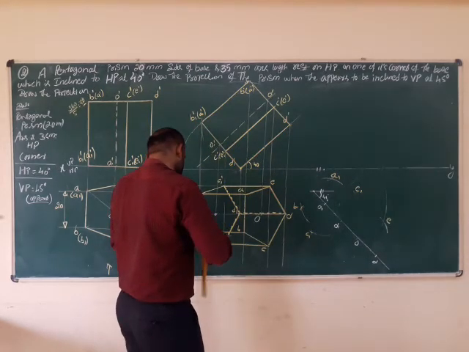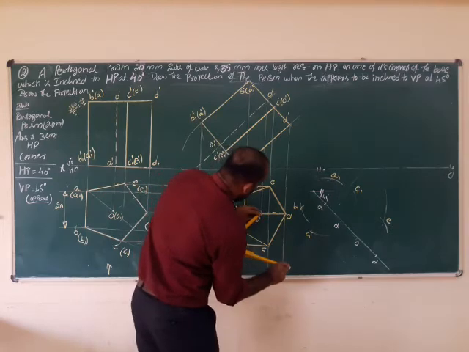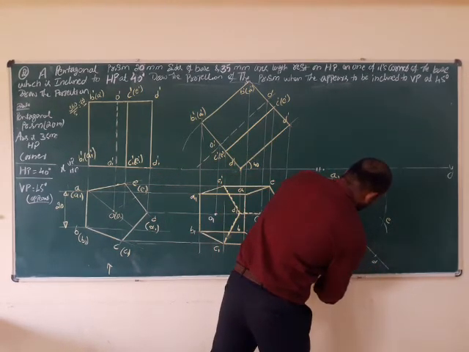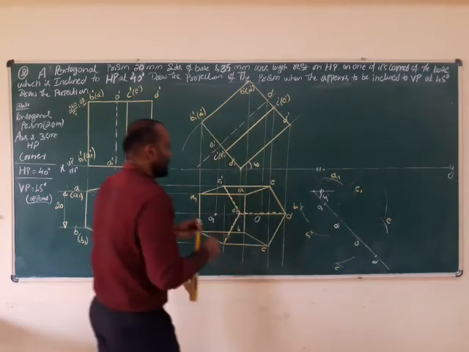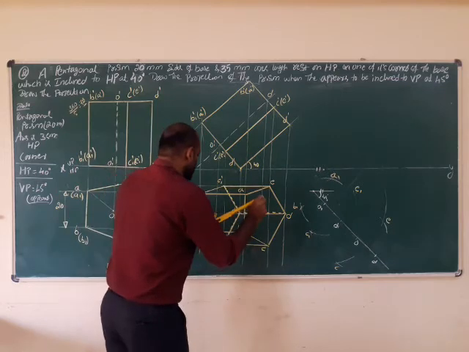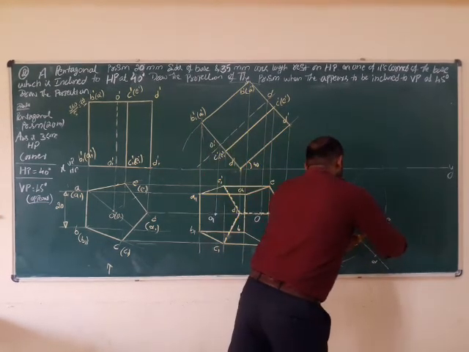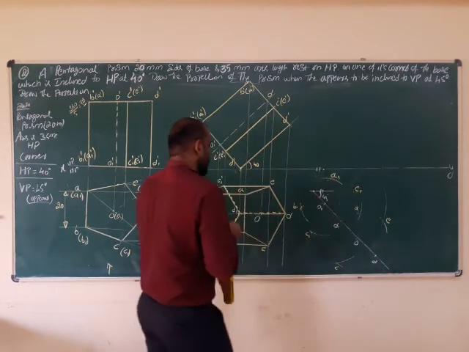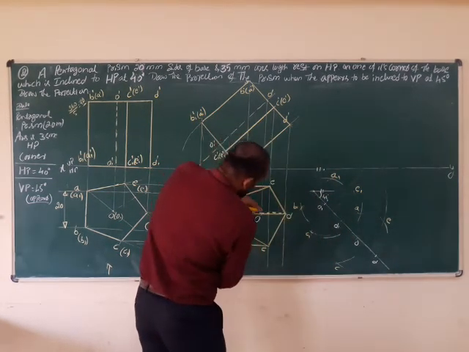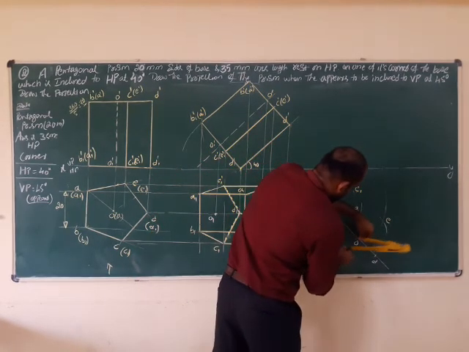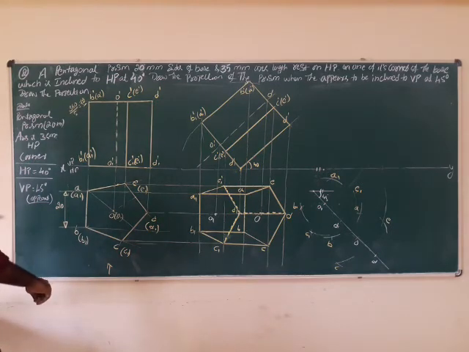Next, O1 to C, O1 to C. That point is called C. Remaining 2 points: O1 to A, O1 to A, O to A. That point is called A. O1 to B, O to B. That point is called B. Just join A, B, C, D.